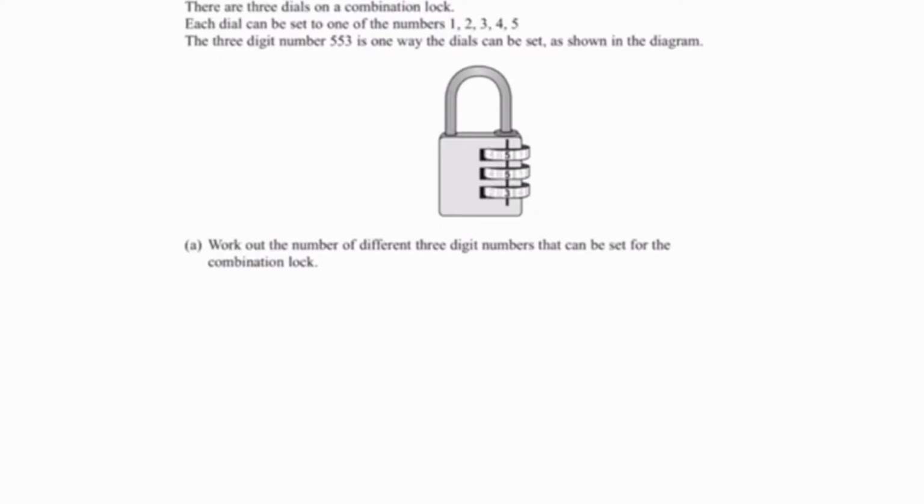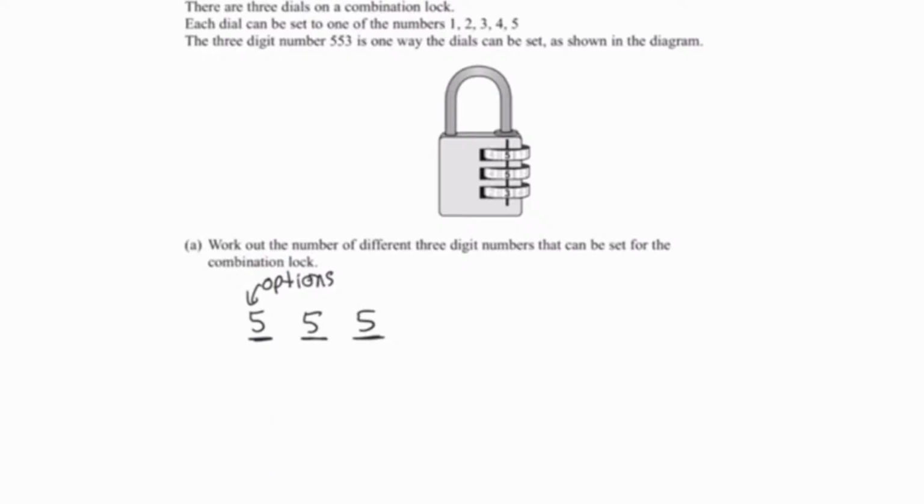So what we do here is we need to find a way to count all the different amounts. So we have 3 positions for this padlock, and each one can take a value 1, 2, 3, 4 or 5. So each one can take a possible of 5 values. So we have 5 options here. I'll just write options. We have 5 options for the second digit and 5 options for the third digit.